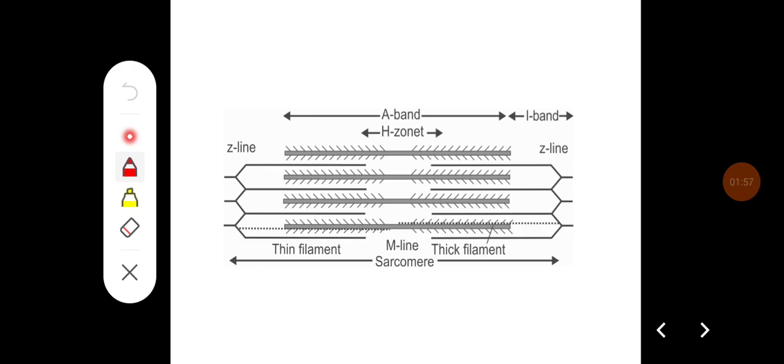This is a diagram showing a sarcoplasm. The sarcomere is the area between two Z lines, and each sarcomere is made up of myosin filaments, which are thick, and actin filaments, which are thin, and so they are divided into dark bands and light bands. The dark band is the A band, whereas the light band is the I band, which is isotropic.